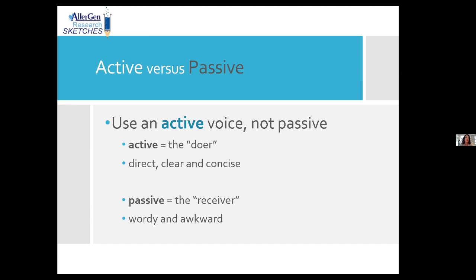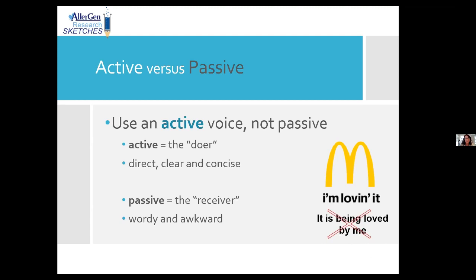So for example, we could say, you left the kitchen in a mess. That's the active voice. The subject, you, is right up front in the sentence. Or if we said it in passive voice, the kitchen was left in a mess. And in the passive voice, it leaves us, the reader or the listener, with a question in our minds. By whom? By whom was the kitchen left in a mess? McDonald's famous phrase is in the active voice. I'm loving it. It's not written in passive voice. It is being loved by me.